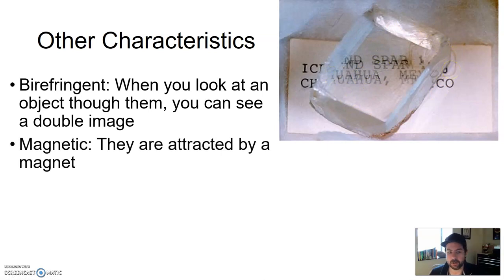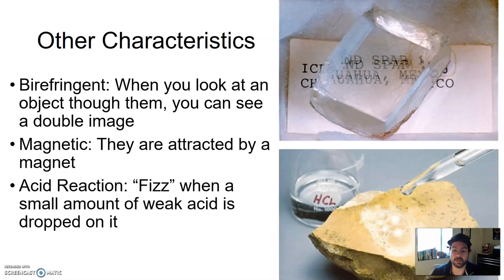Some minerals are magnetic. They're attracted by a magnet. Some are, some aren't. And some further react to acid. You drop a little bit of a very weak acid on certain minerals and they'll begin to fizz a little bit, bubble. We use weak acid because strong acid could eat through pretty much anything. But if we use very weak acid, then only minerals that are very weak themselves will react with that acid. So that's another little test that we use.